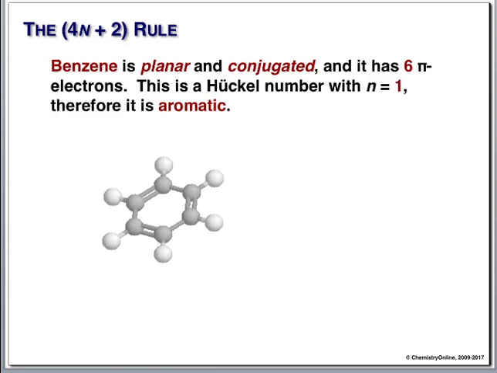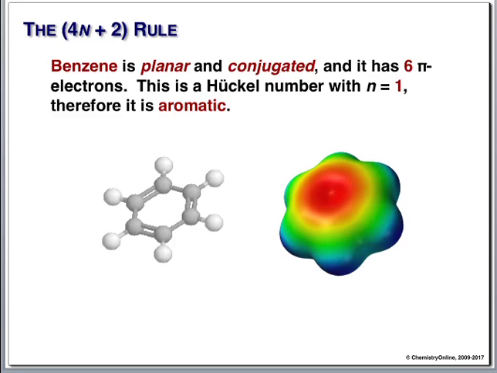6, however, certainly is. That's benzene. Here we have 2, 4, 6 pi electrons. This is our electrostatic potential map. And again, beautiful pi cloud among all the carbons.